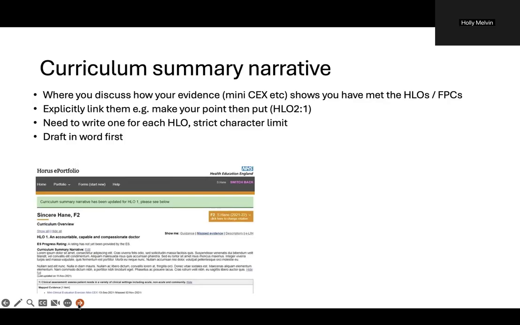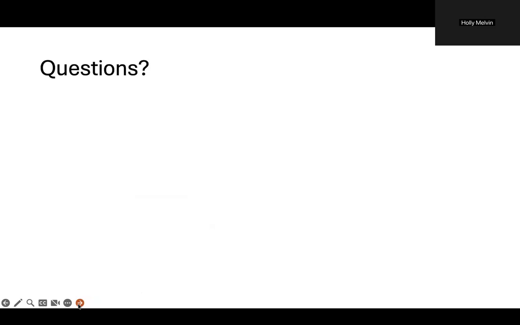I would draft it in Word first because they're actually really hard to write and there's a really strict character limit. So you don't want your web browser to crash and you lose the whole thing. So I would definitely draft it in Word first.